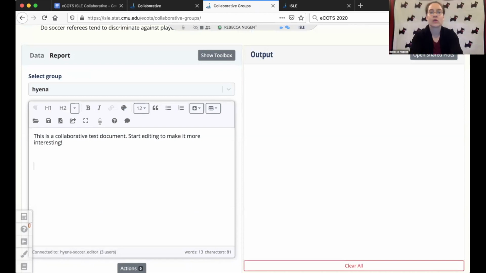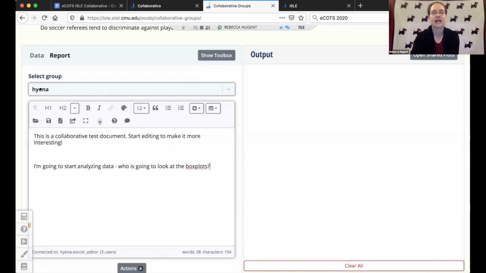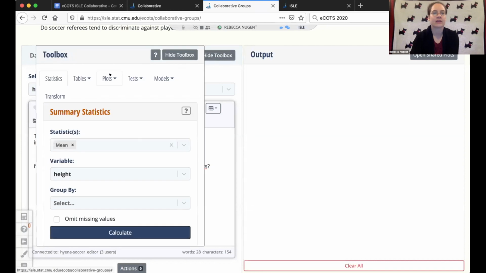All right, so whatever group I'm in, I'm going to start analyzing data. Who is going to look at the box plots, for example? So I'm in the hyena group, so that's pretty great. I'd like to thank Philip for putting me in a good group. And I can come over and I can think about the toolbox.